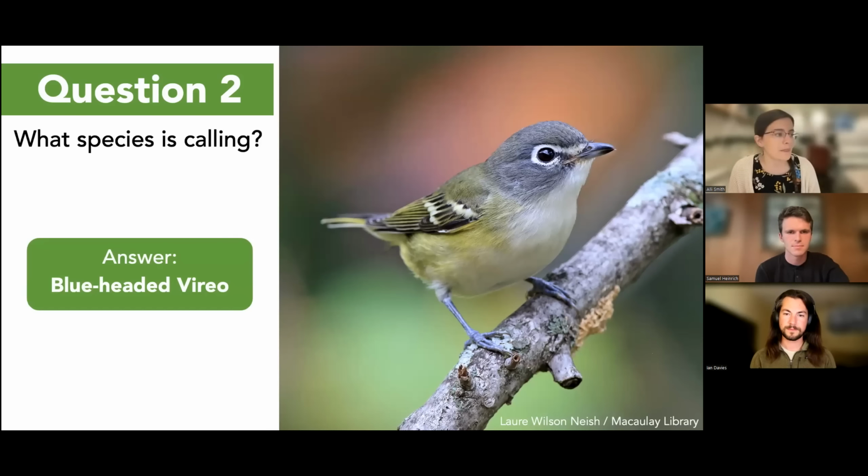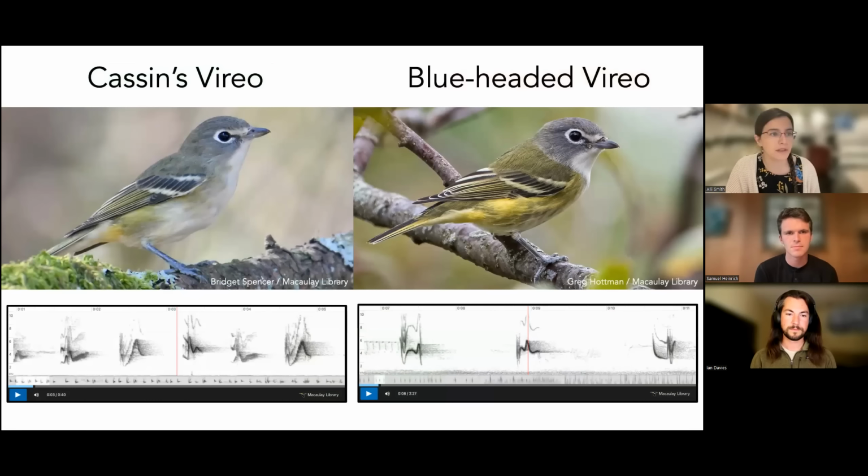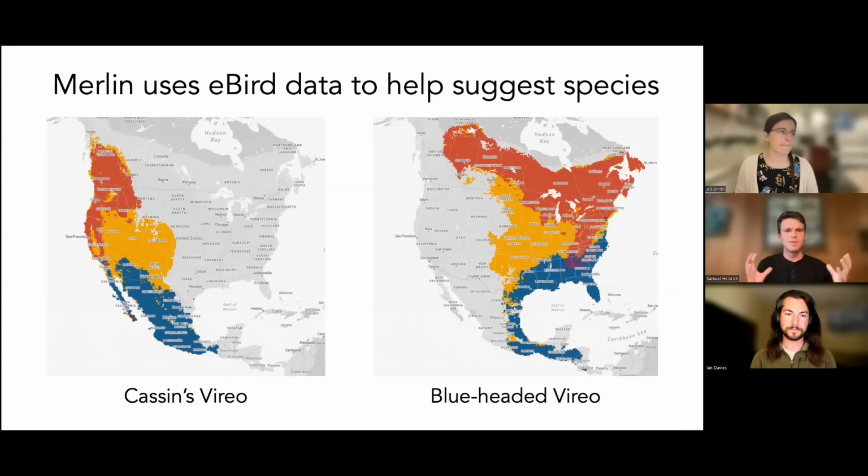So, Sam, this bird sounds very similar to a lot of other species, including the Cassin's vireo that was just mentioned. How does Merlin tell these two apart? Yeah, so these two are extremely similar, both visually and by their songs. And so that's why it's super important to have your location on when you're using Merlin, because Merlin will actually take into account your location information. So the blue-headed and Cassin's vireo don't really ever overlap in their range. And so if you know where you are, you kind of know whether you're hearing a blue-headed or a Cassin's.